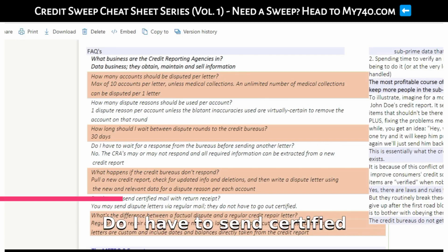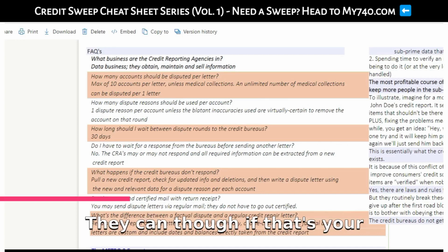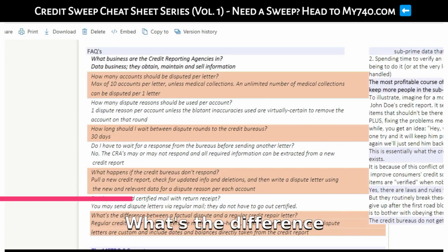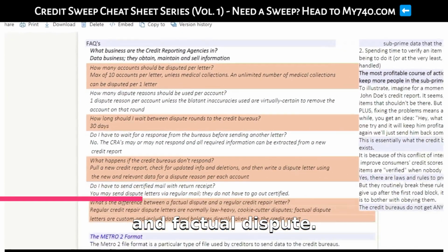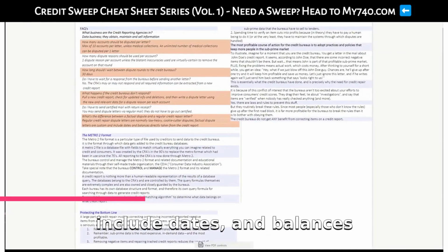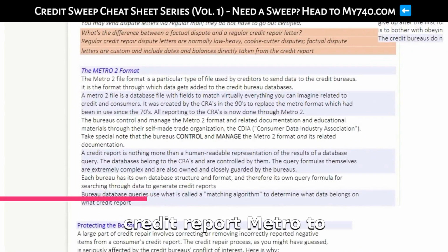Do I have to send certified mail with return receipt? You may send dispute letters via regular mail. They do not have to go out certified. They can though, if that's your prerogative, all right? What's the difference between a factual dispute and a regular credit repair letter? Regular credit repair dispute letters are normally law-heavy cookie-cutter disputes, and factual dispute letters are custom and include dates and balances directly taken from the credit report.